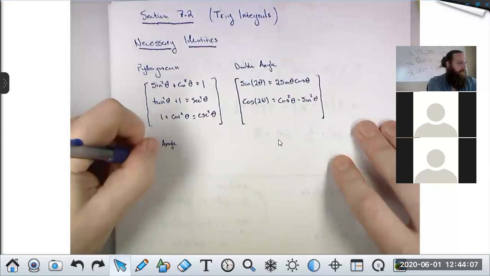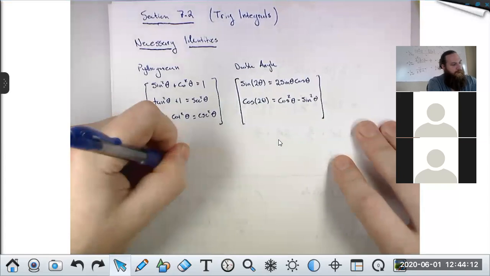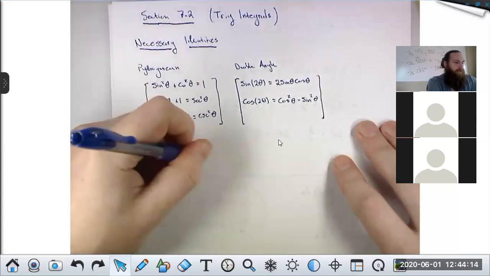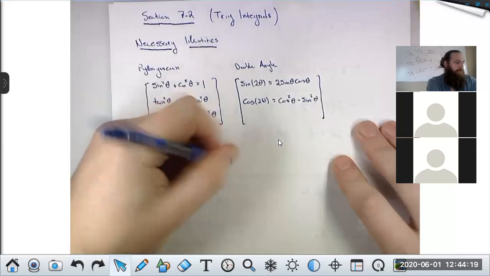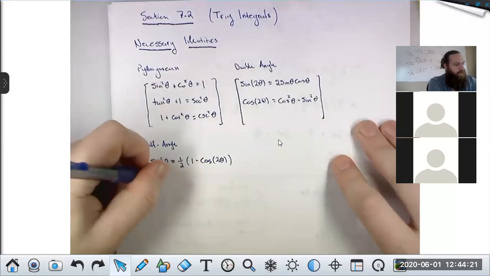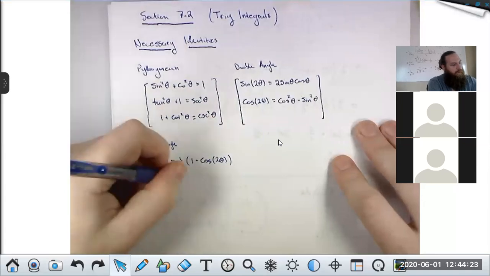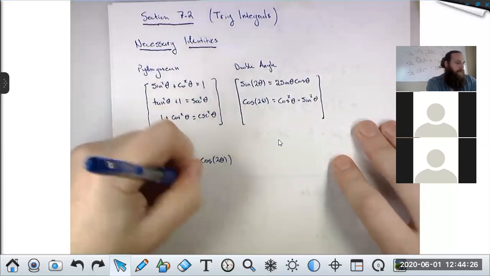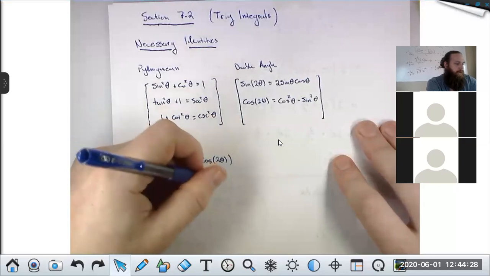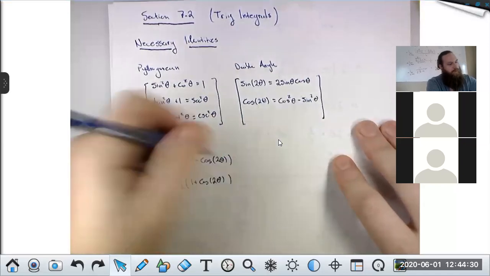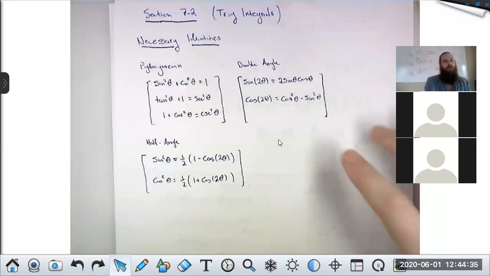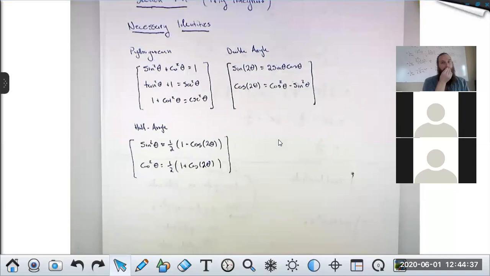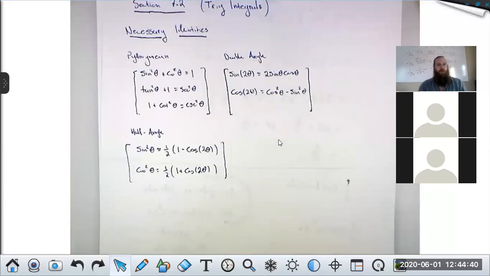These are sine squared theta equals 1/2 times 1 minus cosine 2 theta, and cos squared theta equals 1/2 times 1 plus cos 2 theta. So these are the absolutely necessary trig identities to get through section 7.2, and we'll be using them elsewhere in the class.